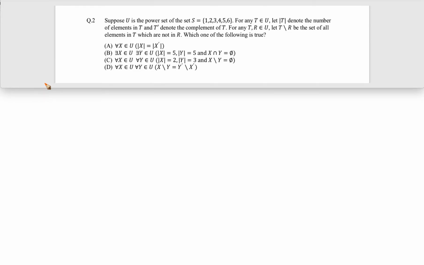Okay, so now let's see this question. This question came in GATE 2015. The question is, suppose U is a power set of set S. So U is basically the set of all the subsets of S. So S is 1, 2, 3, 4, 5, 6.